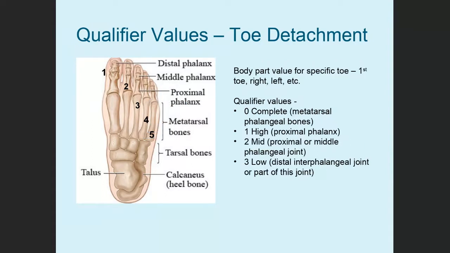So finally, let's look at toe detachment. The body part gives the specific toe, right, left, whatever. And the qualifier, you have 1, 2, 3, 4, 5. Complete is metatarsal phalangeal. High is up to the proximal phalanx. Mid is proximal or middle phalangeal joint. Low is down here.